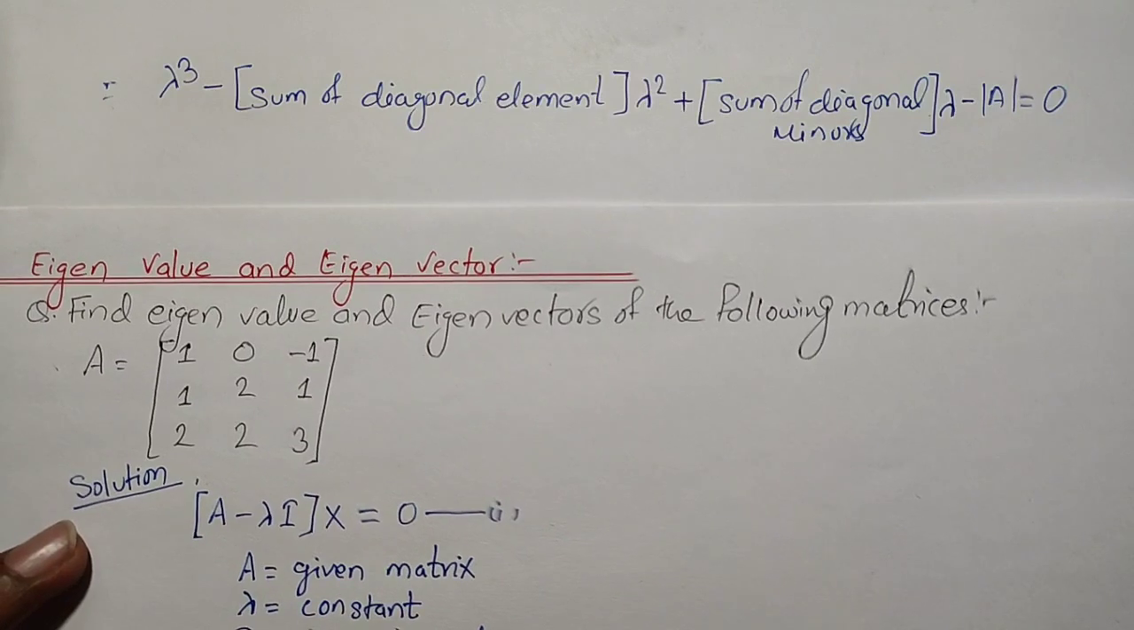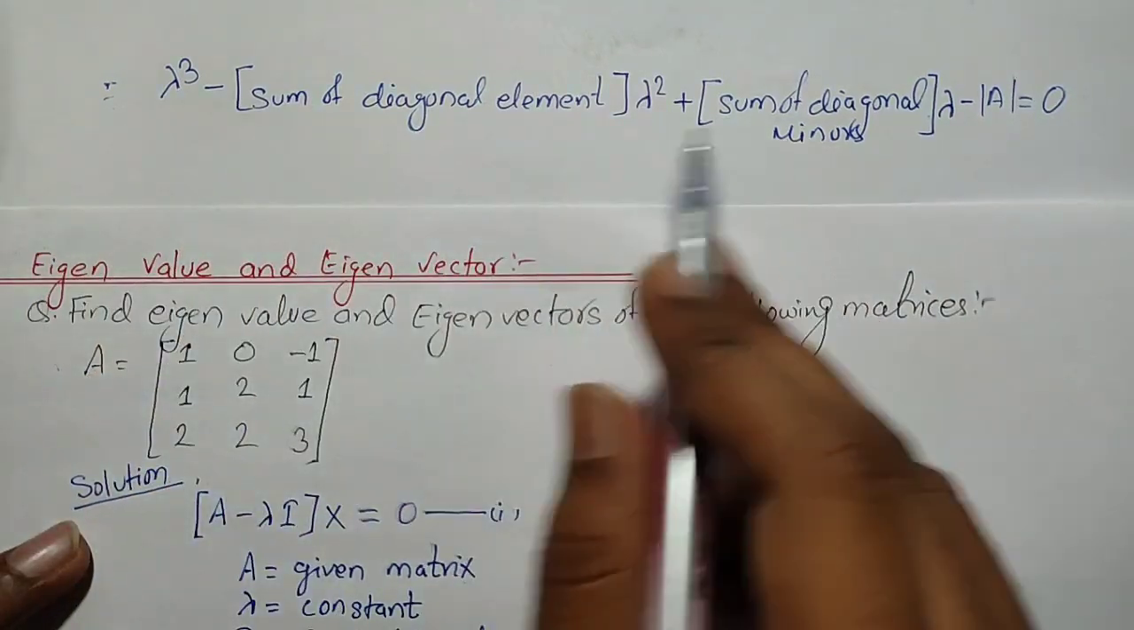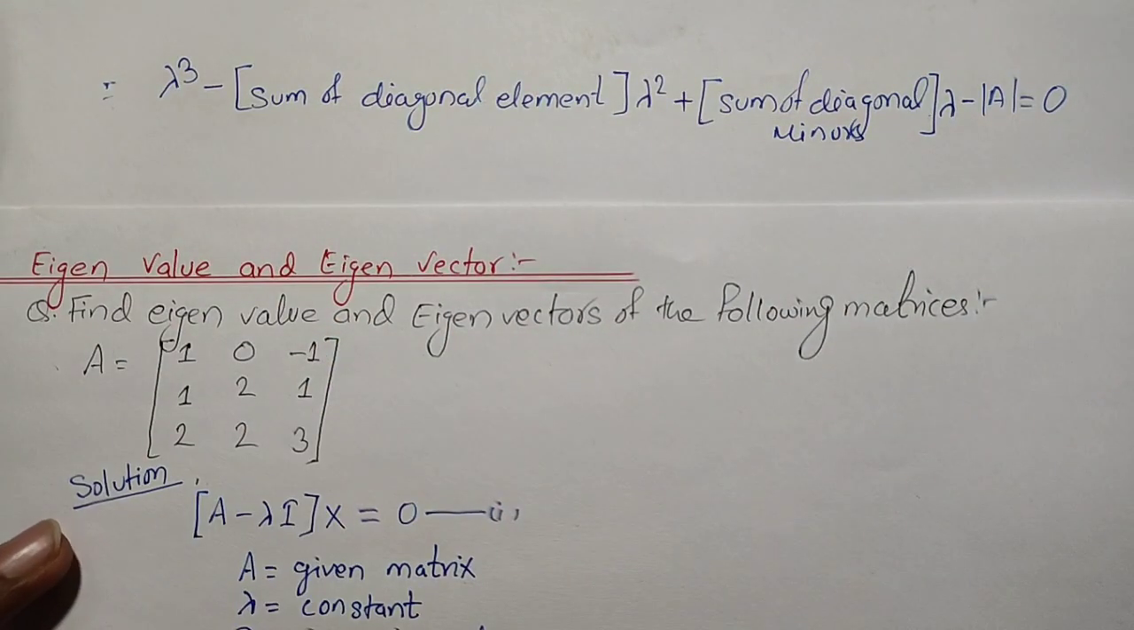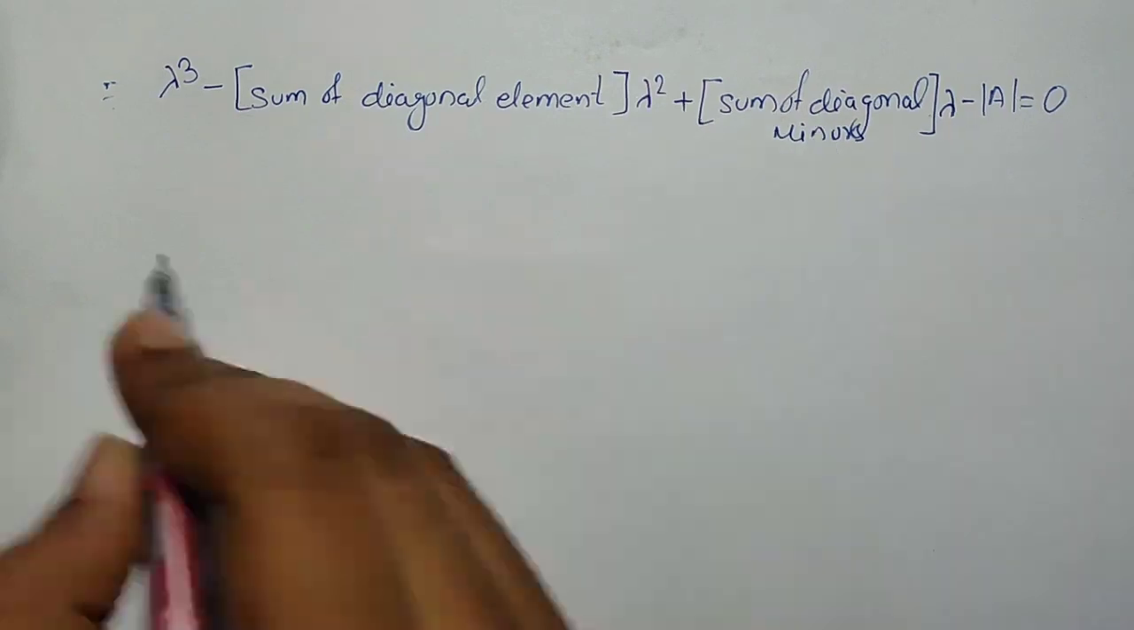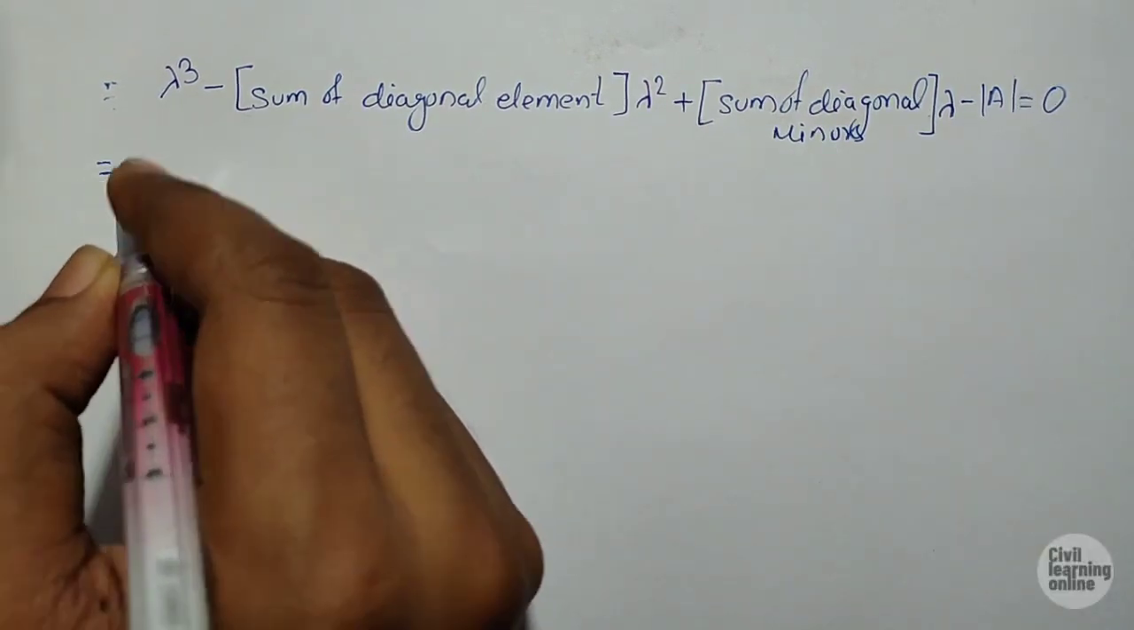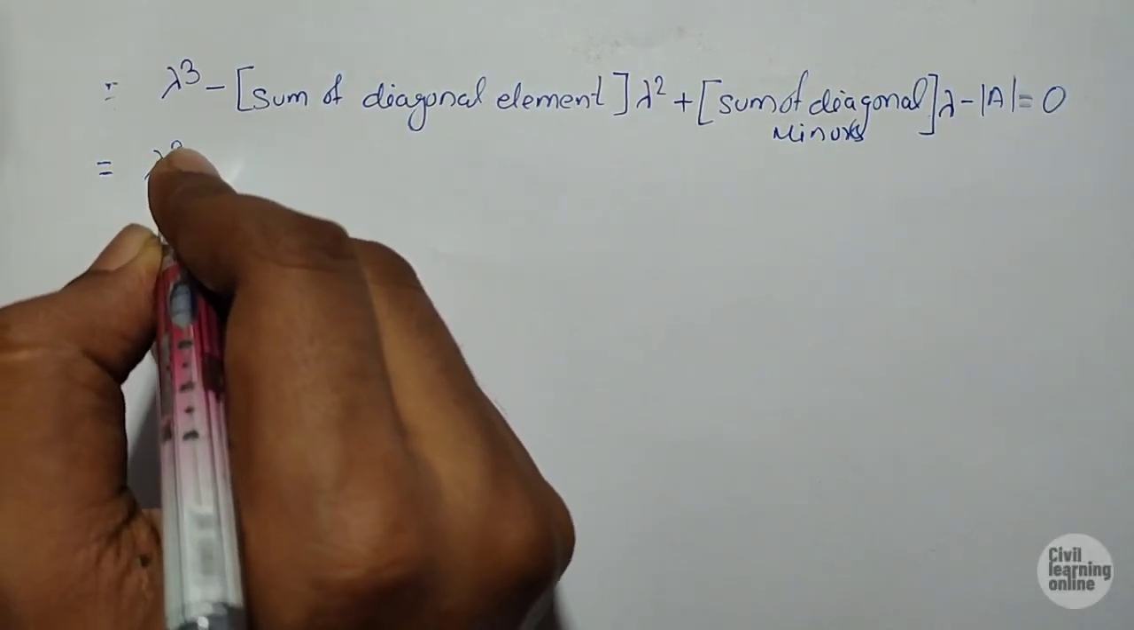Whenever we are solving a 3 by 3 matrix or finding the eigenvalue or eigenvector of a 3 by 3 matrix, then we simply use this formula for calculating the eigenvalues. And further, after calculating the eigenvalues, we will be using those eigenvalues to find the eigenvectors. So guys, just remember this formula and rewrite the equation, putting the values, calculating the values here.